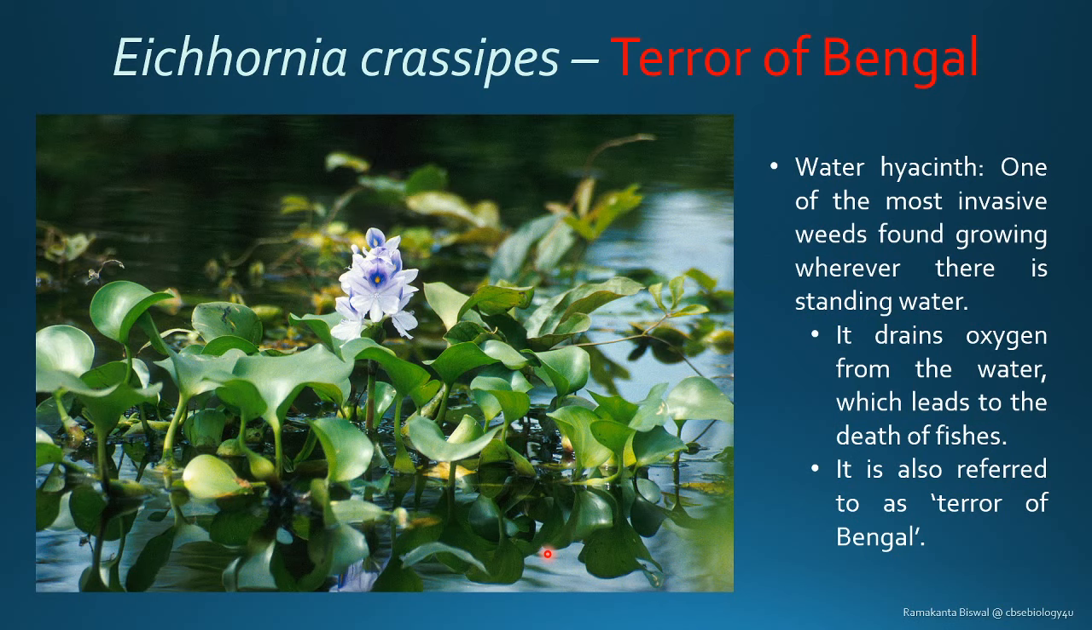It can grow very rapidly in a water body and it can drain oxygen from the water. That will lead to suffocation of the aquatic organisms in the water, because they will not get enough oxygen. Typically, it leads to the death of organisms, including fishes. They grow at such a rapid pace that we have difficulty in removing them. That's why there's a story behind why it is called the terror of Bengal, and you'll be learning about this at a later point of time.